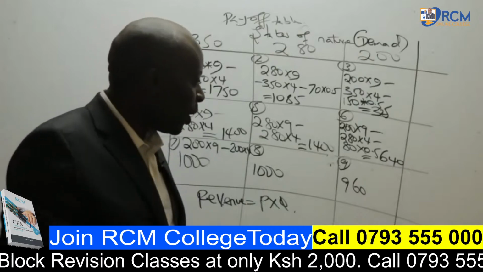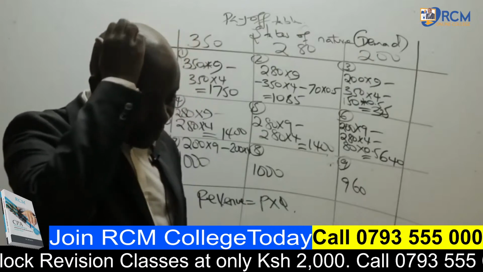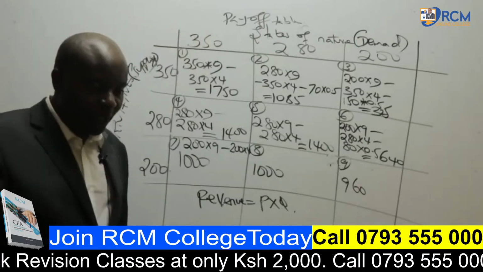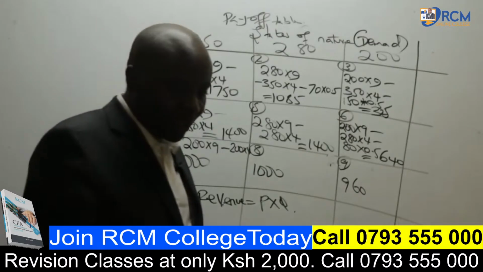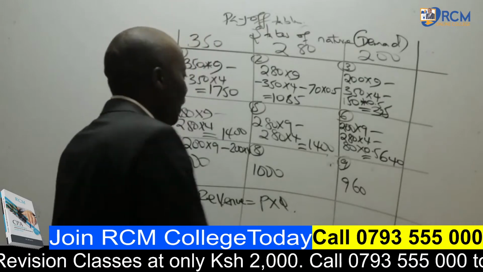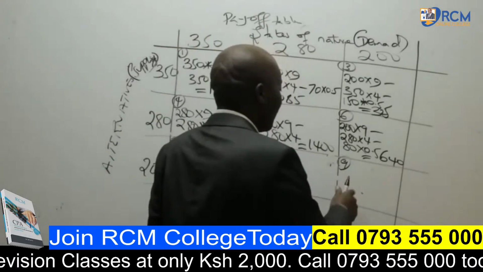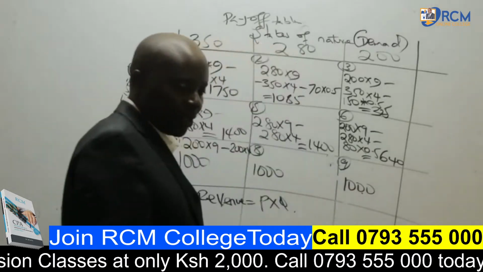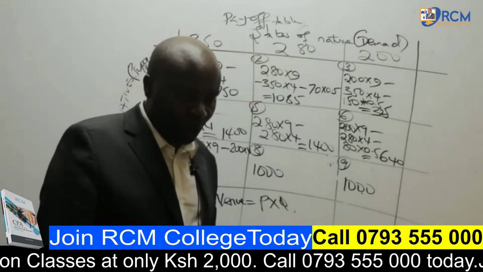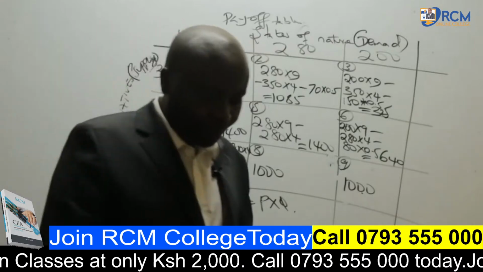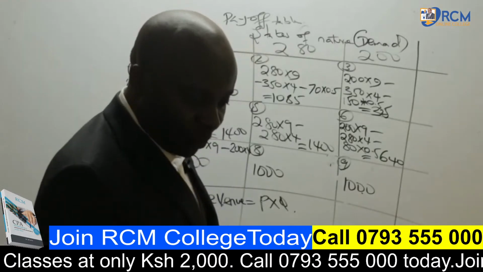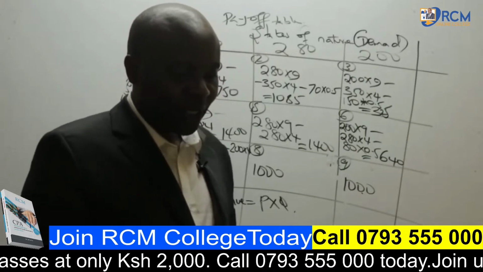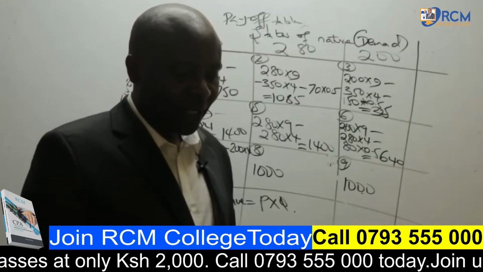Is there anybody who would want me to repeat? No, they're saying 9 is 1,000. And somebody is saying that 8 cannot be 1,000. So please, I'm waiting to hear from you. LO says 1,000, for 8 and 9.